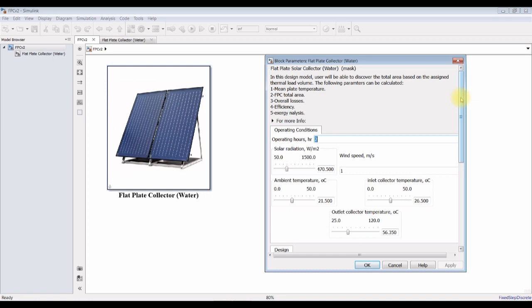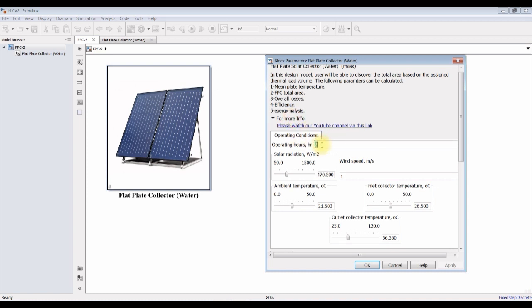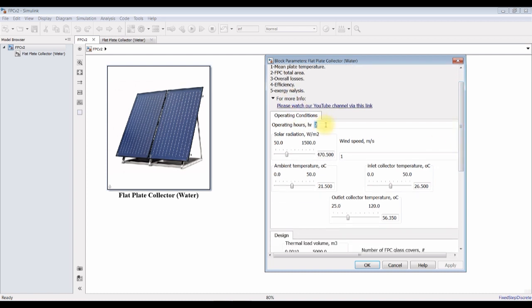Let's make some emphasis. We can assign the operating hours. How many hours are we going to preheat the process or use the process combined with the flat plate collector? Suppose I'm going to use 5 hours of solar radiation. I will control this. You can use an edit space or a slider. For the edit space, you can enter a matrix like this, and you can consider it as a transient mode.